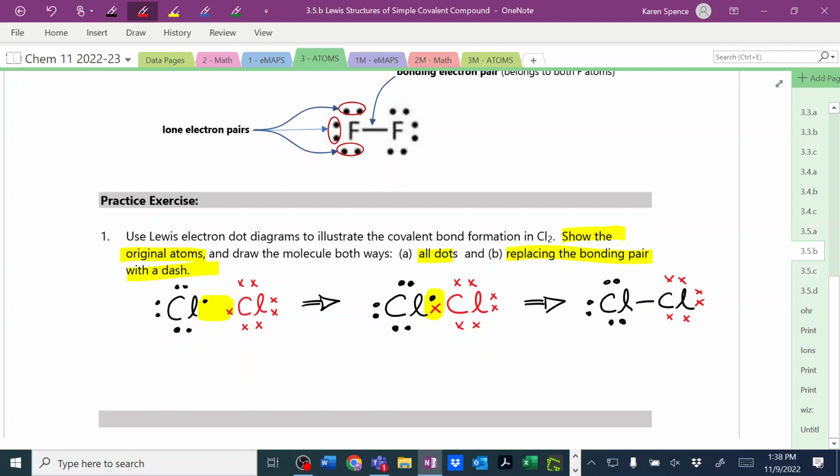Now, technically, you don't have to show the 2 chlorines with different styles of electrons, but it does kind of make it nice so you can see which ones came from where.